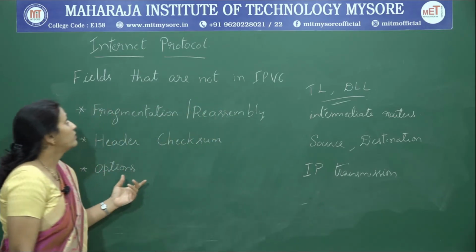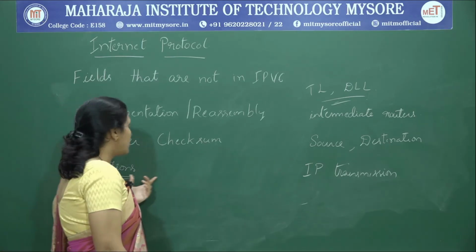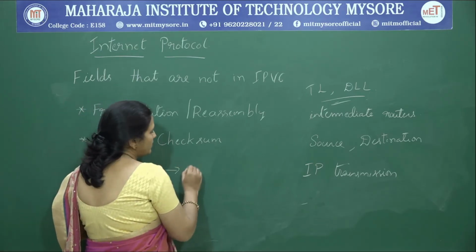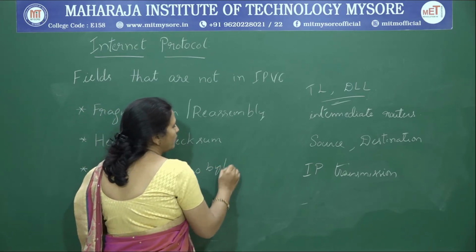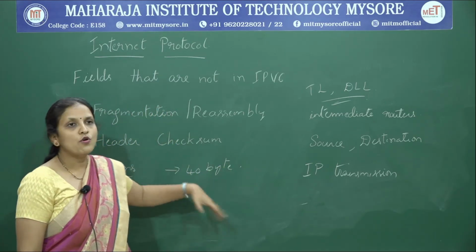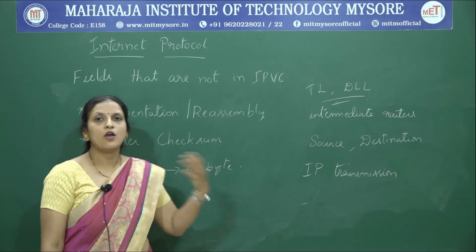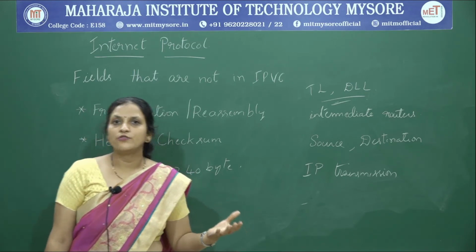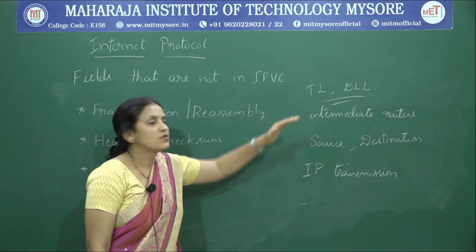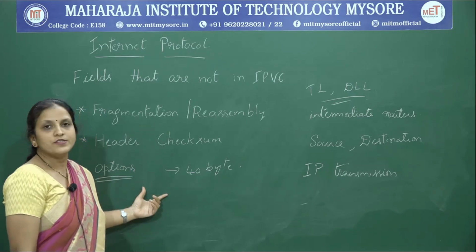The next field which is removed from IPv4 is options. Options is entirely removed in case of IPv6, which resulted in a fixed-size 40-byte header. Having more streamlined header fields in IPv6 contributed a lot to the increase in the rate of transmission in the network. So, these are the three fields which were there in the IPv4 header and not in IPv6.